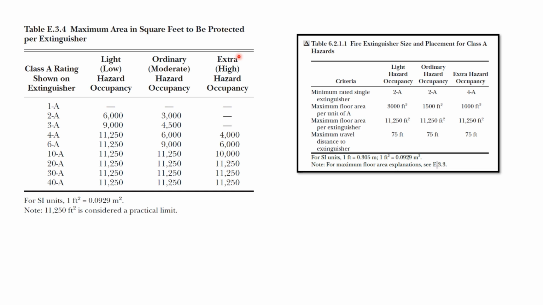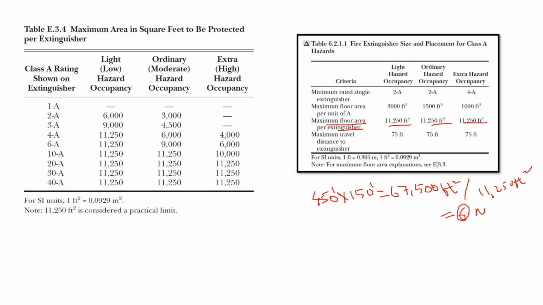As I already told you, for the 450 by 150 feet building, our area was 67,500 square feet. For this I divided by 11,250 square feet, because the maximum floor area per extinguisher is 11,250 for any hazard. So I get about 6 extinguishers.